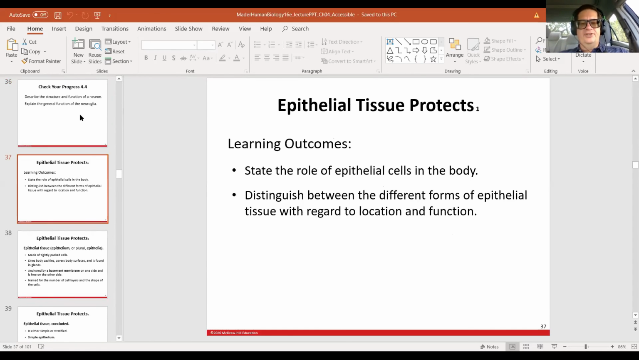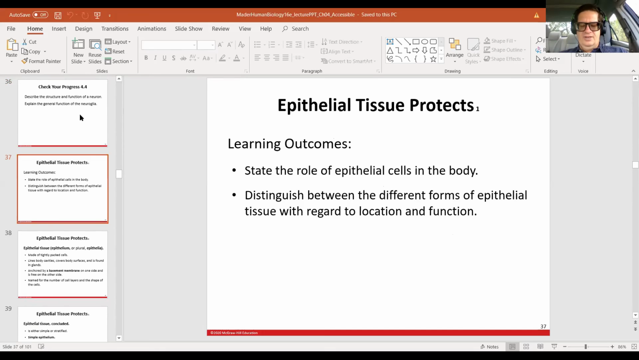So epithelial tissue, we're going to talk about different types. The big one, of course, we're going to talk about the skin, the integumentary system. But lots of epithelial tissue in the body. It's not just on the surface. Sorry, it's not just on the outer surface.